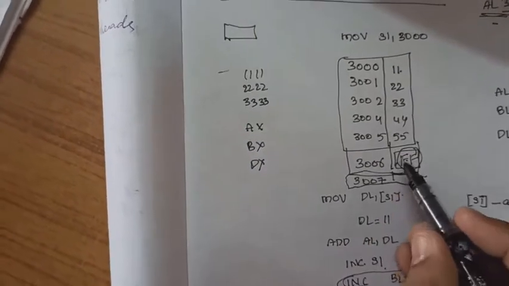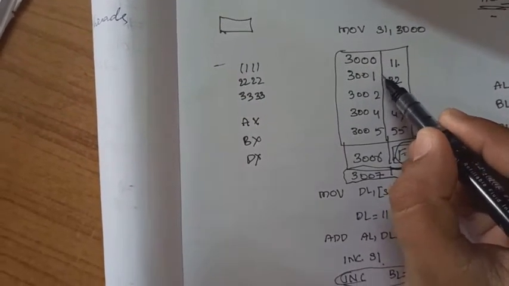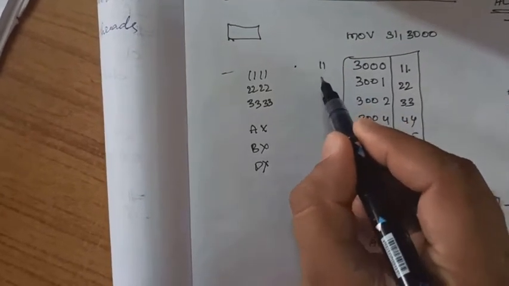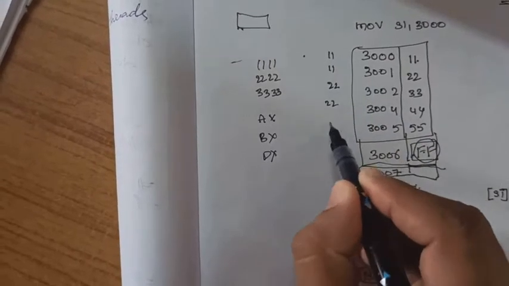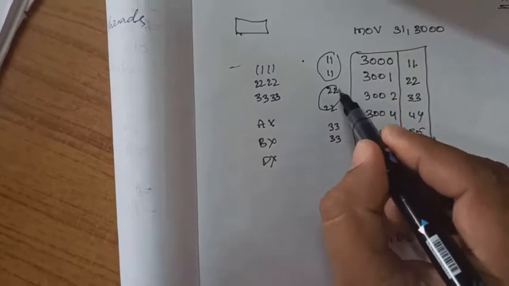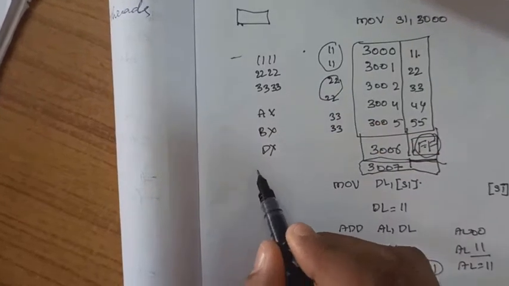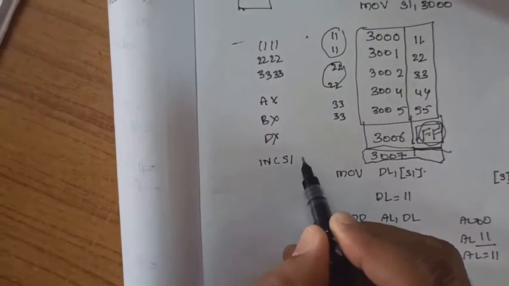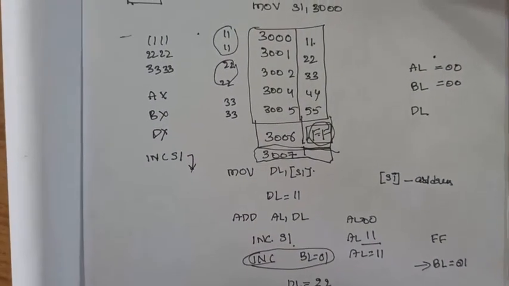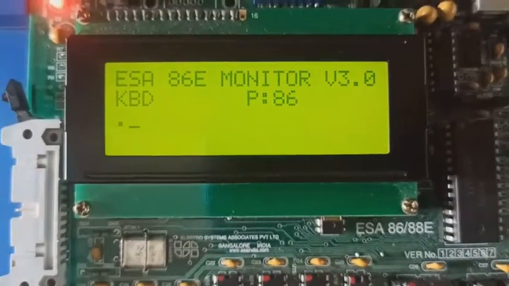For byte data, if you want to access the next byte, you can increment the address by only 1. Suppose you are accessing words, that means your 3000 location will have 11 11, 22 22, 33 33. So if this data is added with this one, then the increment should happen 2 times, since we are accessing words. So here also, INC SI should be done 2 times. The rest of our entire logic is the same.